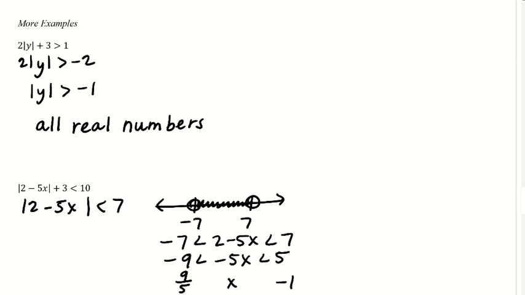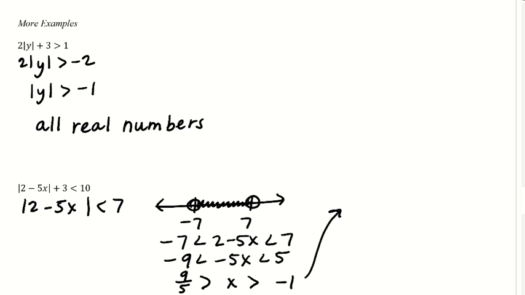But what do I need to do when I divide both sides of an inequality by a negative number? Yeah, I need to reverse the direction of the inequality. So it's going to be like that. And this is a way that I generally don't write inequalities, right? We tend to go least to greatest. We read left to right. But this is still true. X is greater than negative 1 while being less than 9/5.